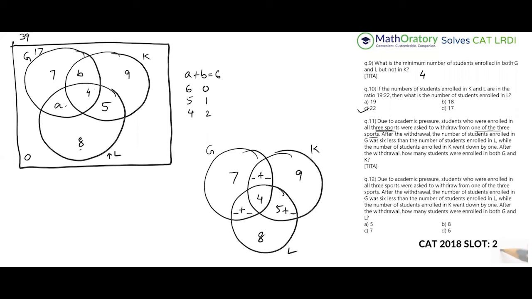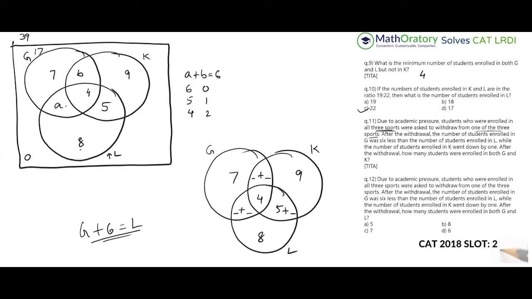Now check this out. What is the information that is given? After the withdrawal, the number of students enrolled in G was 6 less than the number of students enrolled in L. So the G total is 6 less than the L total. So G plus 6 should be equal to L. So this is one relationship that is given in terms of the total circle value. But I'll come to that in a while because there's a lot of missing data as of now. So let's not go into that. Let's take the next one.